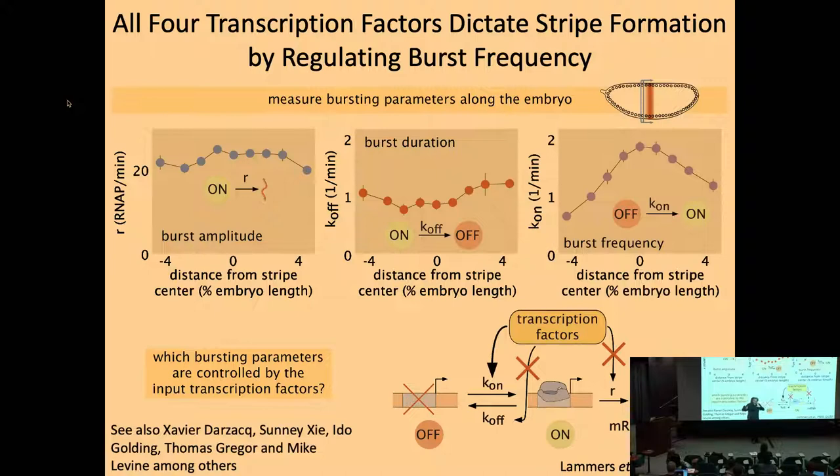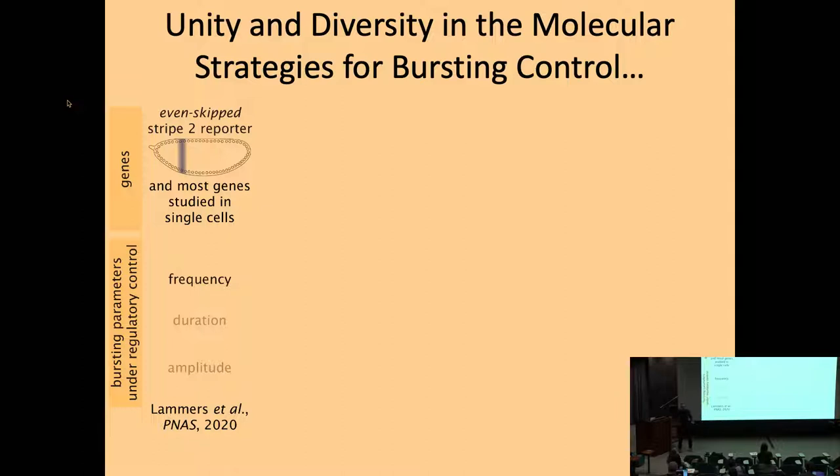I told you there's like 5 or 6 transcription factors here. They are all talking to the burst frequency. And this seems to be the case in most genes that people have looked at in single cells and also in development. And I thought, okay, there's some unity here. Like transcription factors are constrained biochemically to operate only through burst frequency. But then we started looking at other examples and we found a whole zoo of regulation of frequency and amplitude, duration and amplitude, frequency and duration, right?